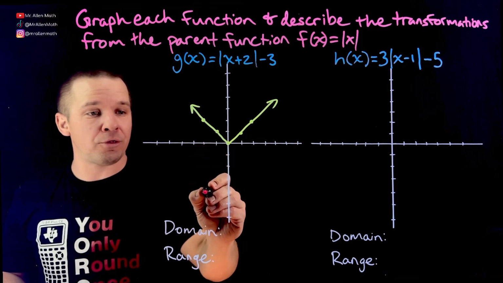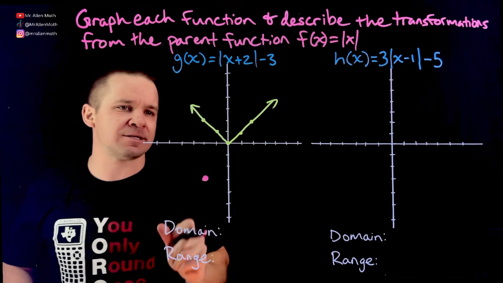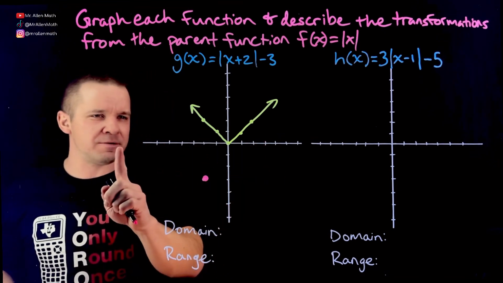We'll go down 3. So we'll pop a point right, oop, that's too far, right there. Boom, beautiful, excellent. All right, so we went left 2 and down 3. Those are also my transformations. We'll write those down in a sec.